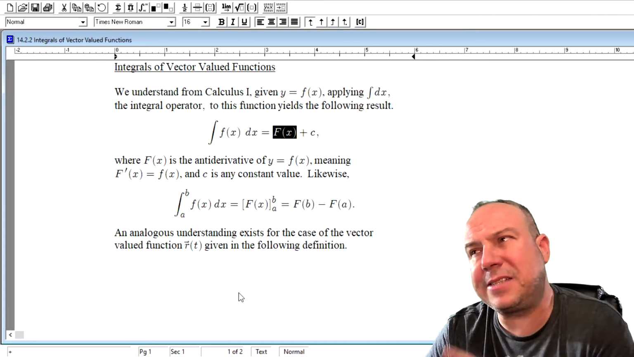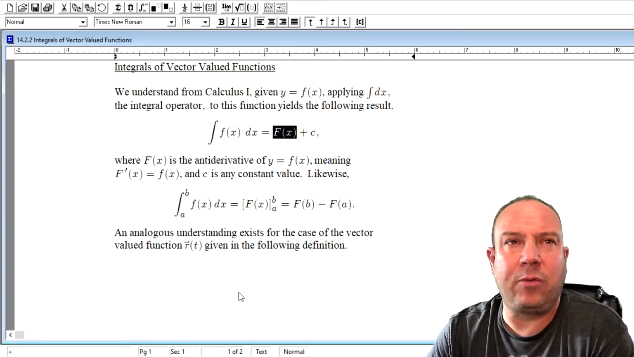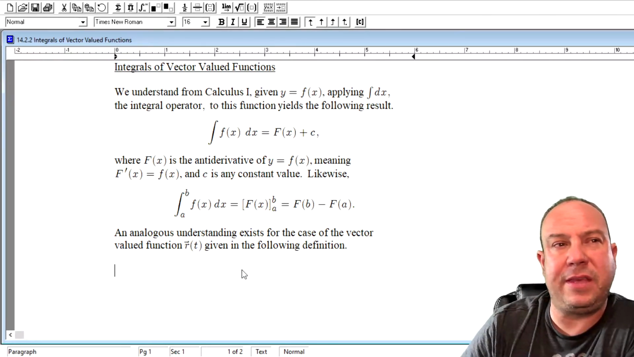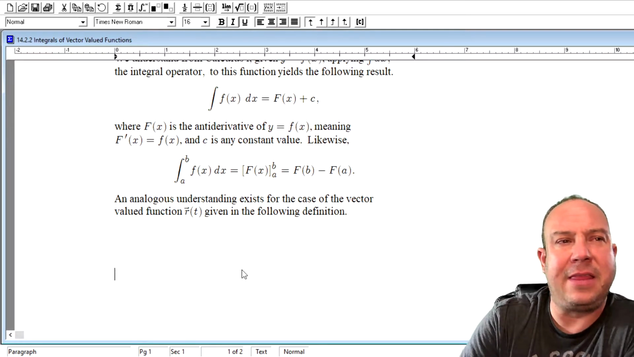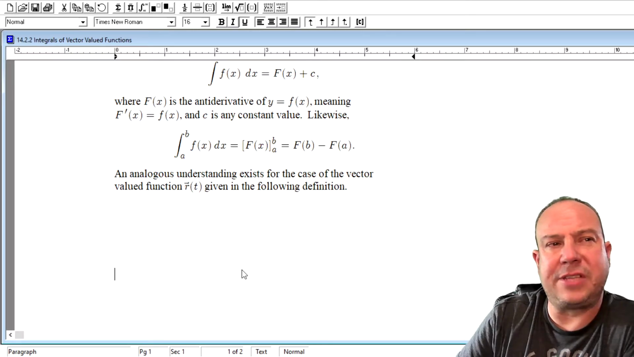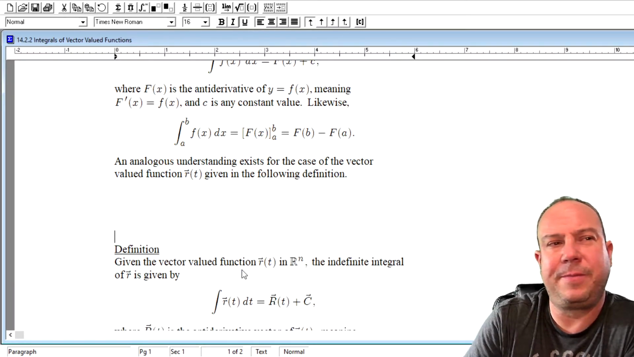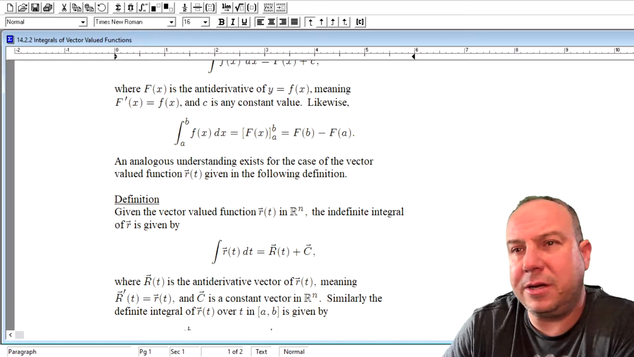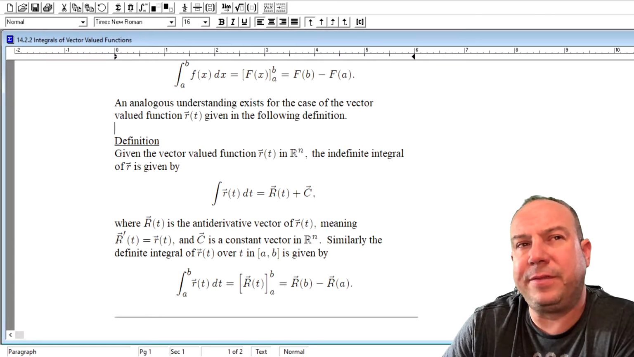All right? Now that's the Calc 1 idea. At the end of Calc 1, we got into that idea. And this does come back with an analogous idea now in the context of vectors and the vector-valued function r bar, where I present this in the following definition. Here's our definition, and it does look very similar to what I just presented above.